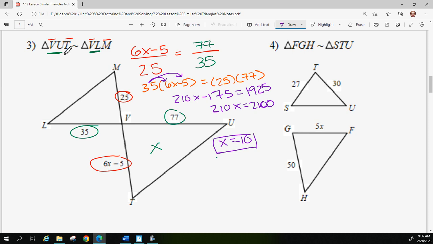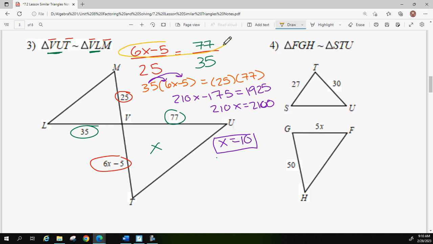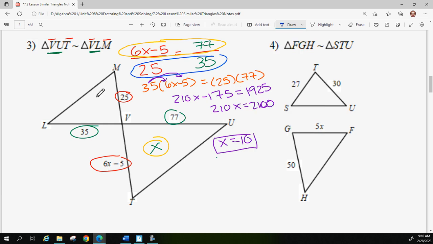So we're using these similarity statements to match up which sides correspond, and then we're writing fractions using those corresponding sides. And of course, the top two numbers here came from the same triangle. The bottom two numbers came from the same triangle. And you just want to maintain that consistency.